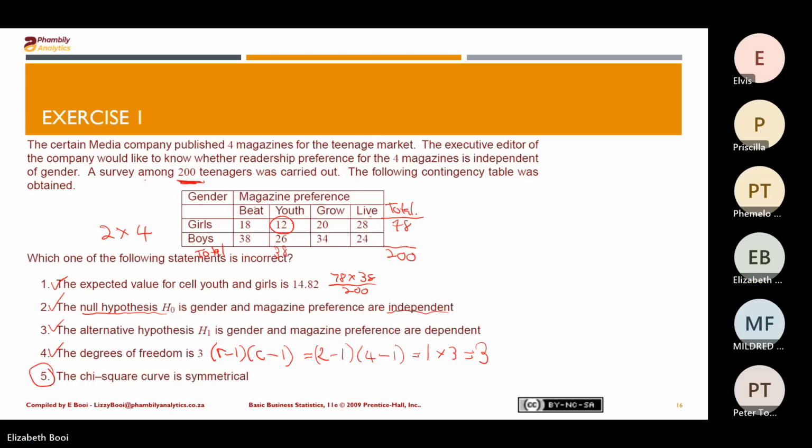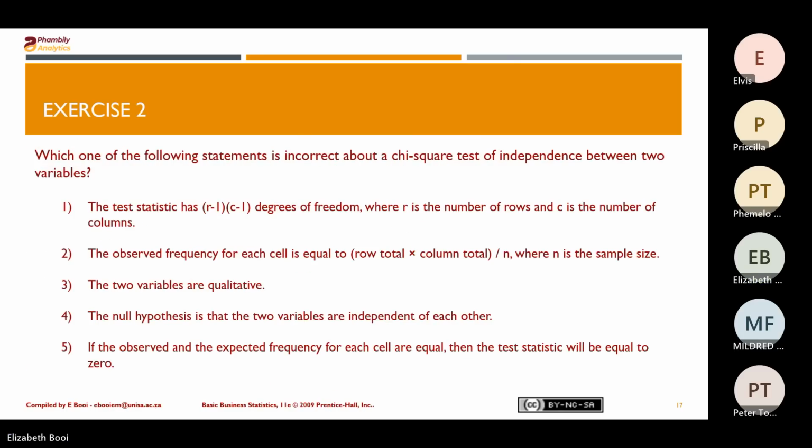And a chi-square test is not symmetrical. It is non-symmetrical because remember, we said it is left skewed. You must also look at the graph on the chi-square test table. Okay. Moving on to the next question.